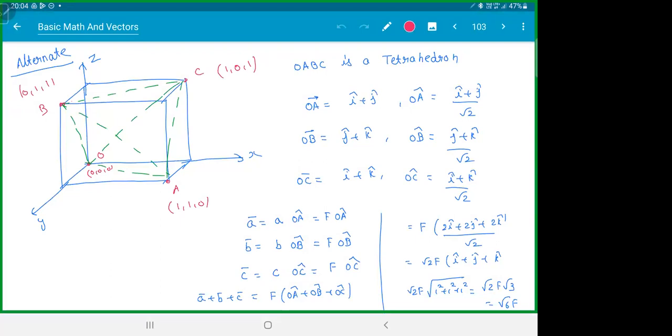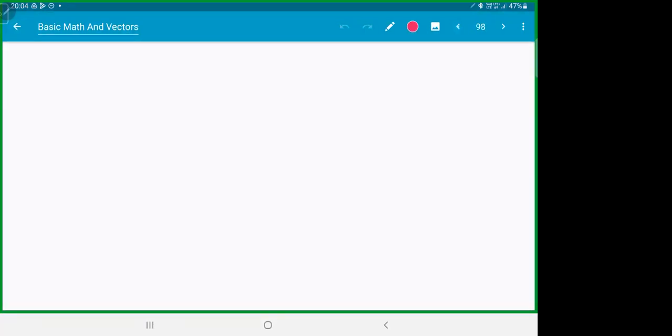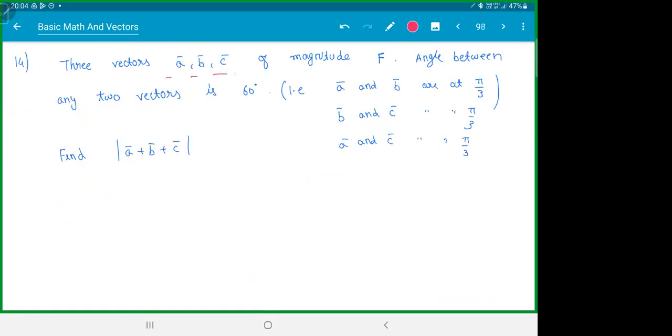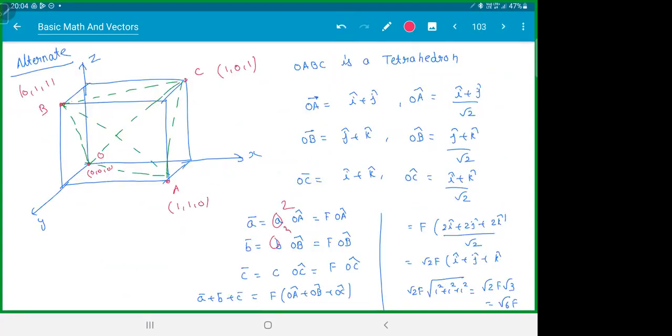Understood the logic of what I did? In this question, I gave all 3 vectors of same magnitude. A bar, B bar, C bar of magnitude F. Same question I gave you here. I'm just making them 2, 3, 4. So you just have to make this 2, this 3, and this 4, and then simplify, you'll get the answer. Is that clear, everyone? So I will leave that to you to work. Check it out.